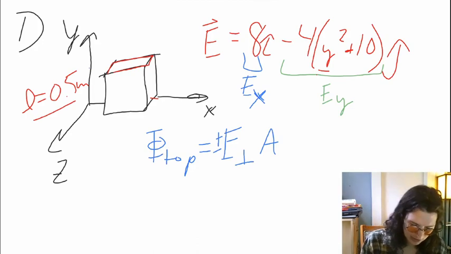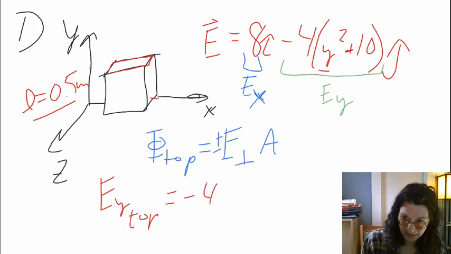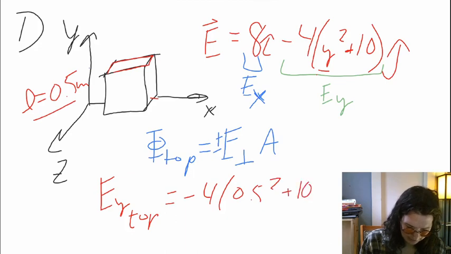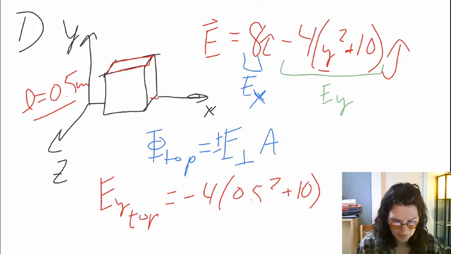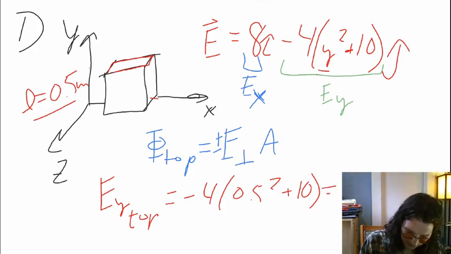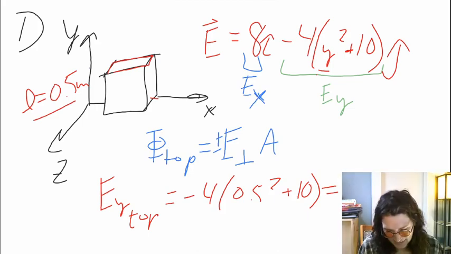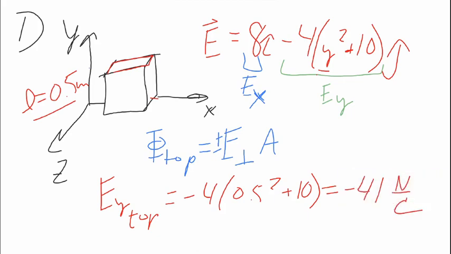So what is that electric field? E sub y at the top is going to be -4 times my y squared, which is 0.5 squared, plus 10. And I'll go ahead and calculate that. What is that, 0.25 plus 10, 10.25 times 4 gives me 41. And there's a negative sign out in front, so I have -41. And if you want some units, that'll be newtons per coulomb or volts per meter. But cool, so we have the electric field, we have a negative sign.